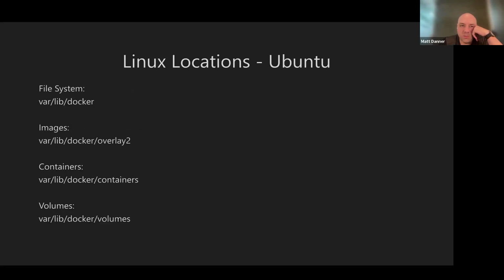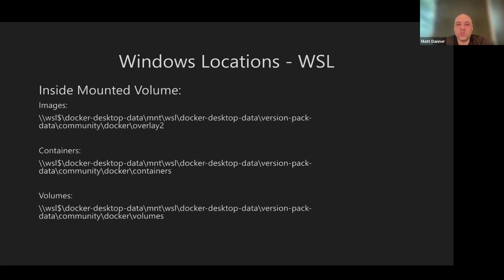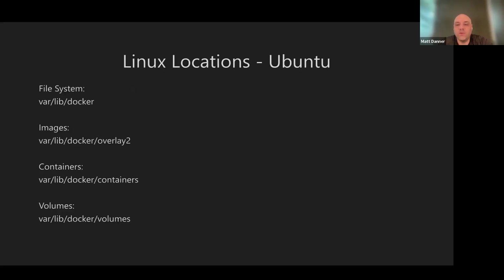On Linux, specifically Ubuntu, these are the locations you're going to be looking for. You're looking for that var lib docker folder. And same as Windows, you're going to have this overlay, containers, and volumes location, which just maps to images, containers, and volumes. So you can use that to examine where data is located for Docker installations on Linux.